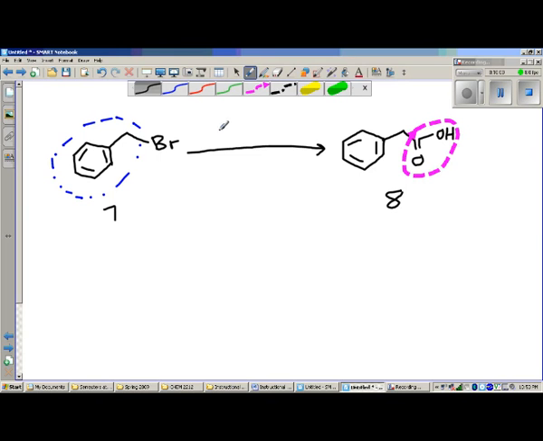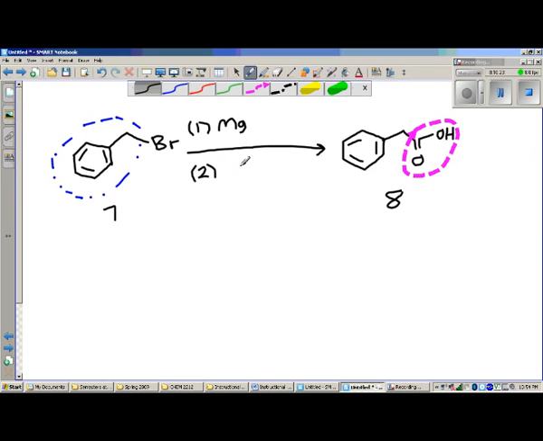We need to do the Grignard reaction somewhere, and we have to make our Grignard reagent first. So we have our alkyl halide here. So what do I add to that benzyl bromide to make my Grignard reagent? Give you a hint, it's a metal and it begins with magnesium. That's going to make our Grignard reagent.